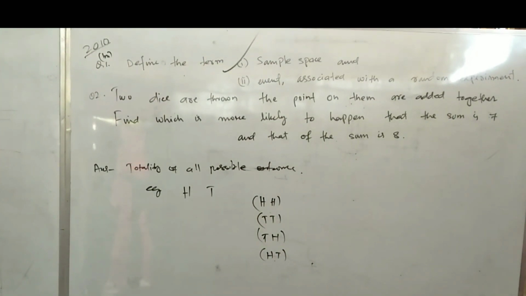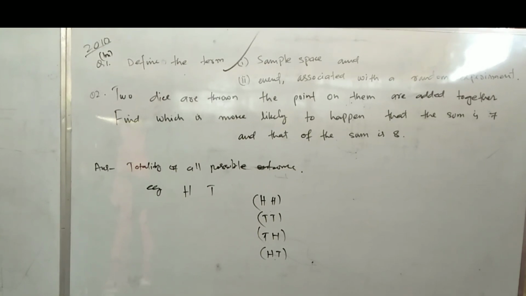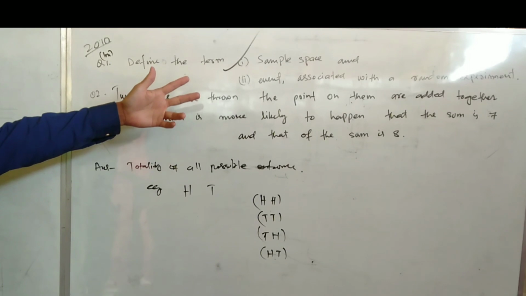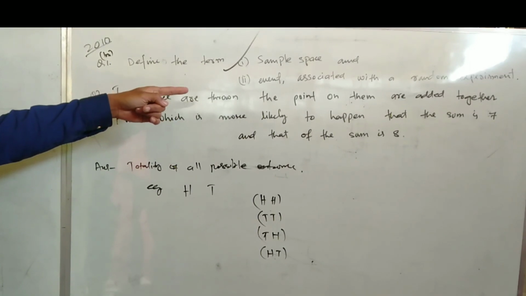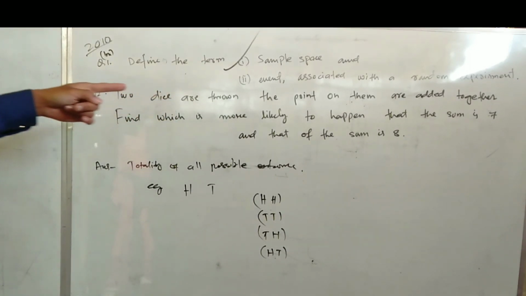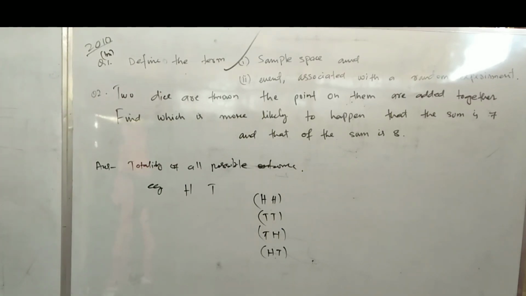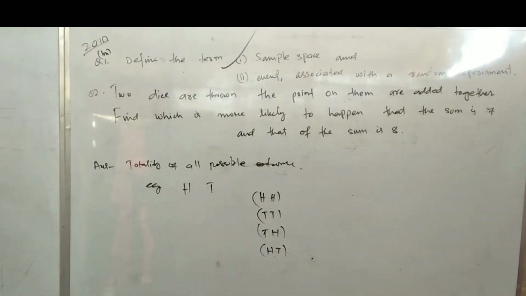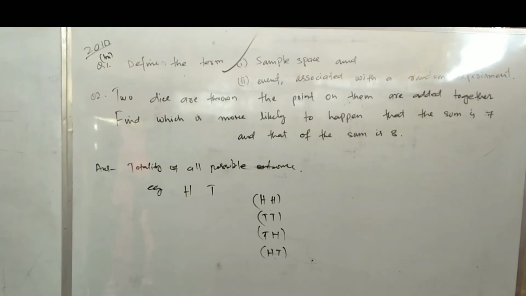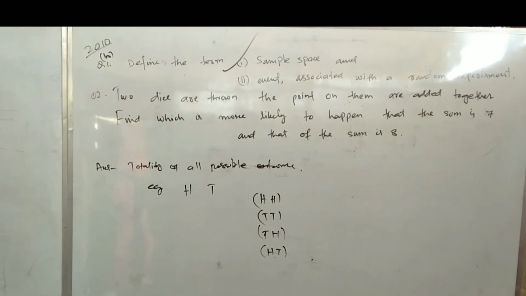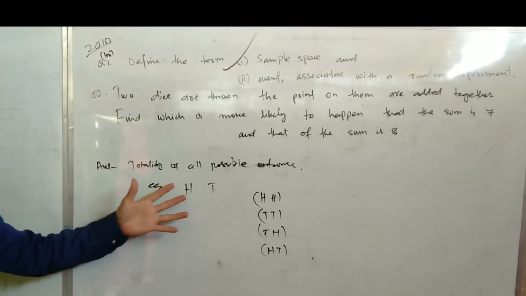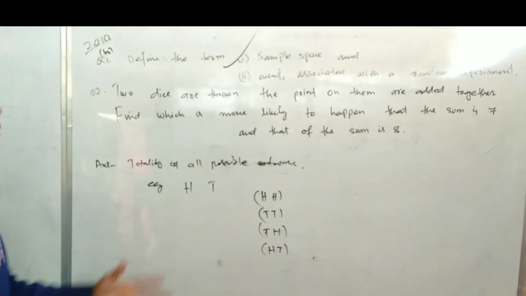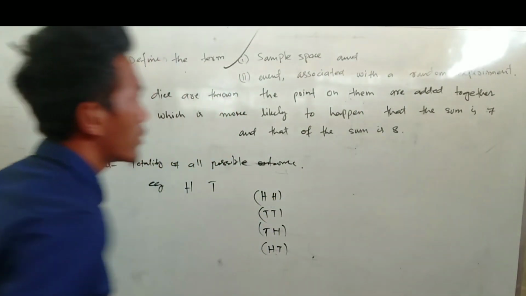Now events. Events associated with a random experiment means the events are the components of the sample space of the experiment. This is all the components of the sample space, or all the events. Random experiment means we cannot predict what is going to be the result. So all these things are random experiments.